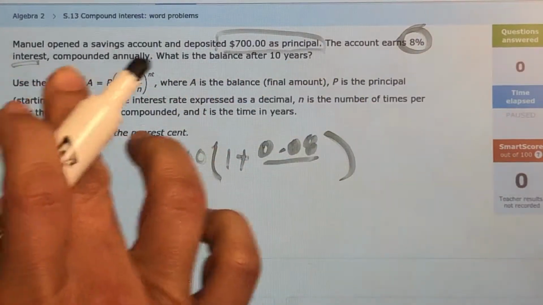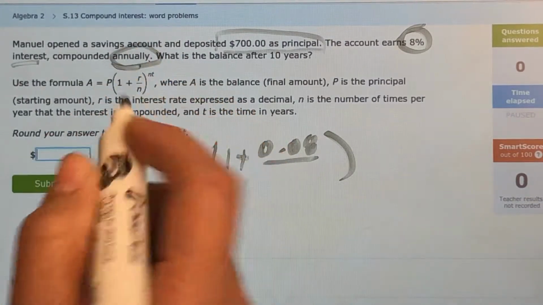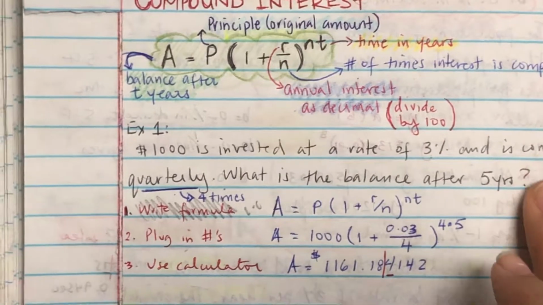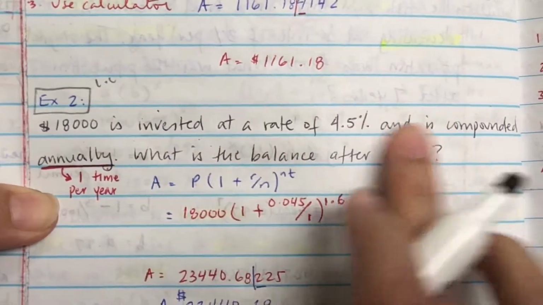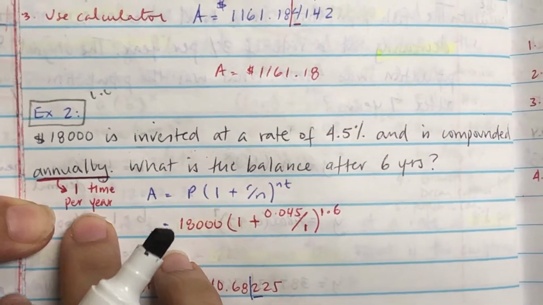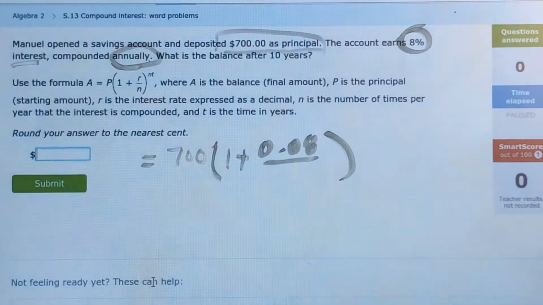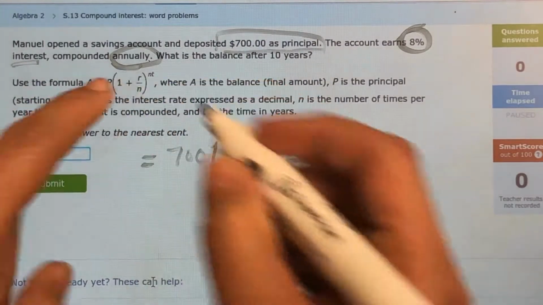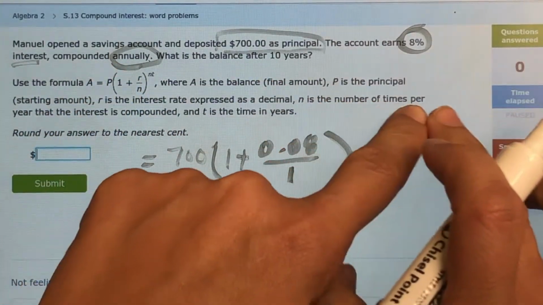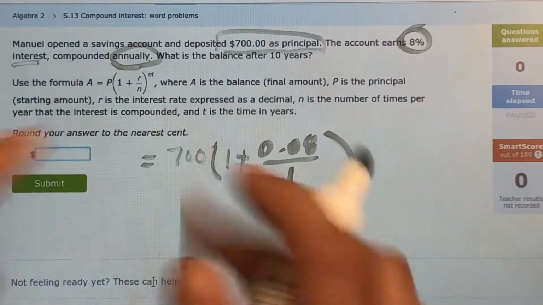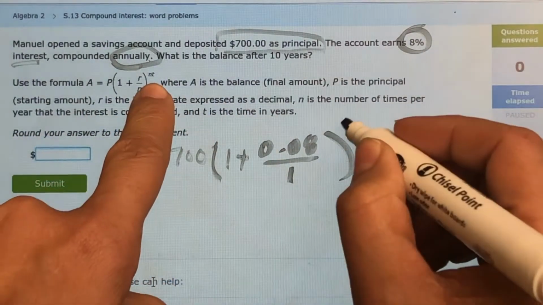All right, 8% compounded annually. Okay, now what does annually mean? So this one was compounded, this is my example, compounded quarterly, that's 4 times. This one is compounded annually, which is 1 time a year. So annual is a year. So compounded annually is 1 time. So N is 1. And if you forget what N is, it says N is the number of times per year the interest is compounded. So N is 1. If I see N, I'm going to put 1.